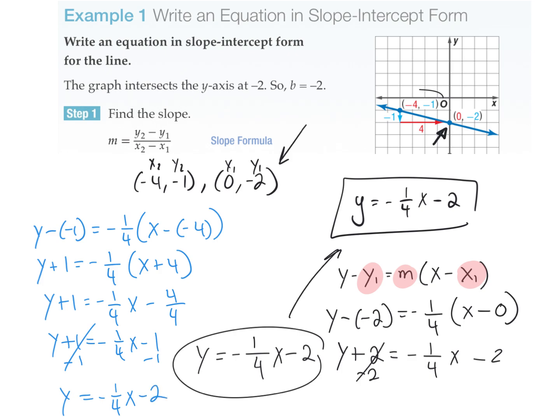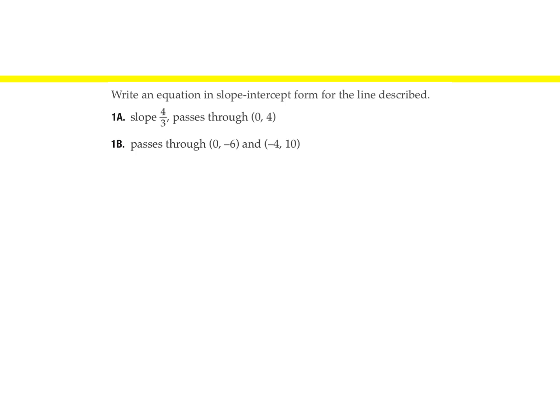So you get the same thing no matter what numbers you choose. So here they want us to write the equation in slope-intercept form of the line described. Now, keep in mind, for this first one, you already have the y-intercept, (0, 4). So all you have to do is write y is equal to m. Let me write the equation here. y equals mx plus b.